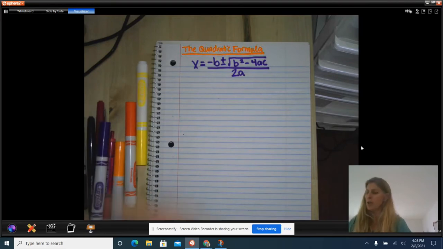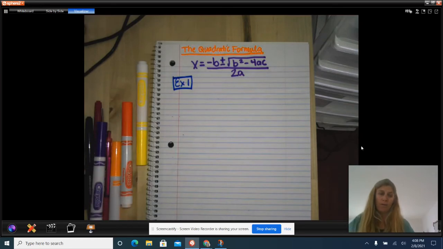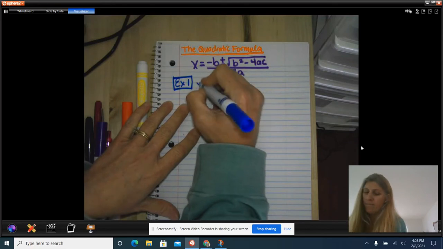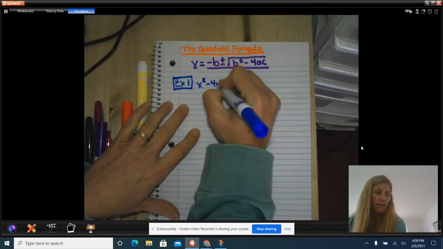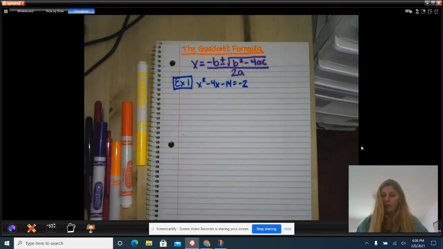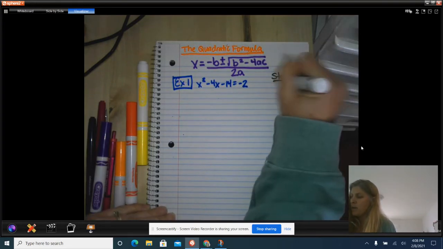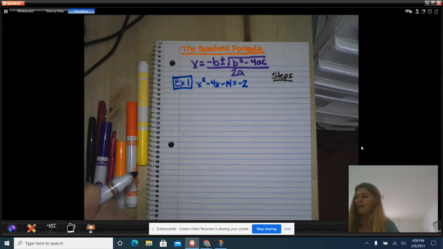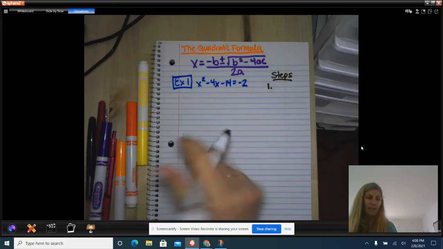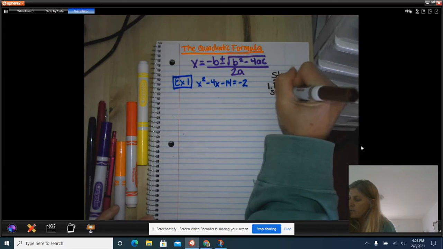So we're going to go through two examples using this and showing you the order of which to solve. So we're going to look at x squared minus 4x minus 14 is equal to negative 2. Okay, so let's look at the steps for this. Now, the first thing you might notice from this equation is it is not in standard form. We need to have everything on one side. So the first step is, if it is not, you need to put it into standard form.